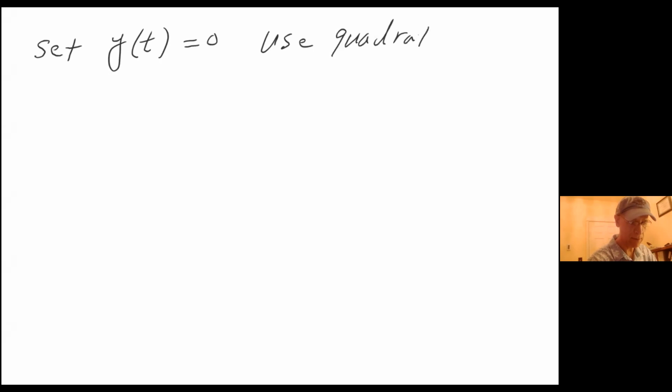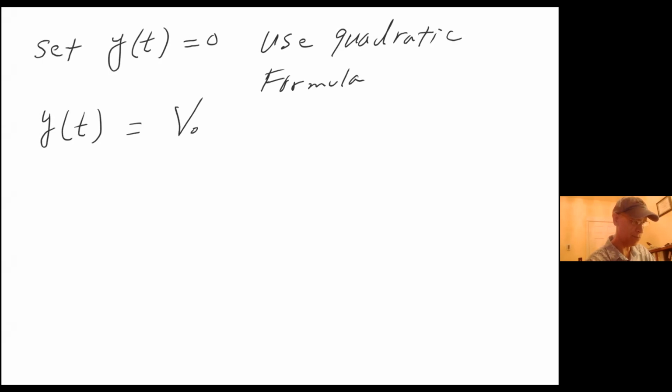So let me go ahead and stop sharing. If I'm going to set y of t equal to 0 and use the quadratic formula, the problem is telling me that y of t equals initial velocity v naught times sine of theta times t minus 16t squared plus h naught. And of course, I'm going to set that equal to 0.